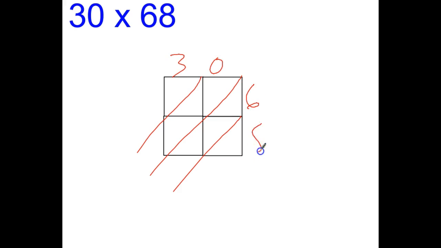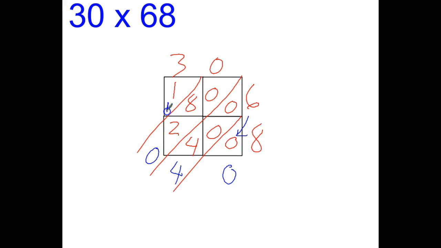30 times 68. 3 times 6 is 18. 0 times 6 is 0, so I'm going to put 0, 0, because it just makes it easier for me when I'm adding columns. 3 times 8 is 24. 8 times 0, 0, 0. Start adding up my diagonals. My ones place, I got 0. My 10, 0 plus 0 plus 4. 100, 0, 8, 2, that gives me a 10. Put down my 0, carry my 1. 1 plus 1 is 2. And then I just start on my top left and roll it around. My answer is 2,040.